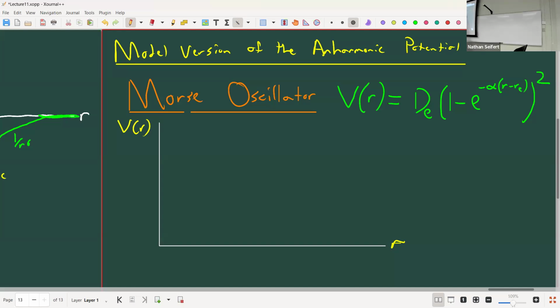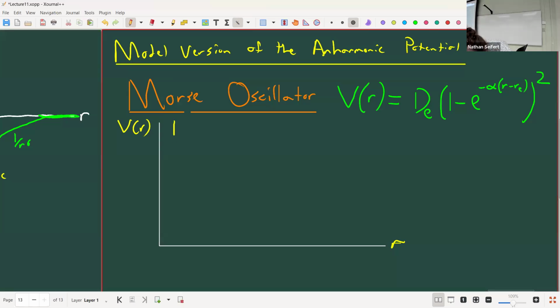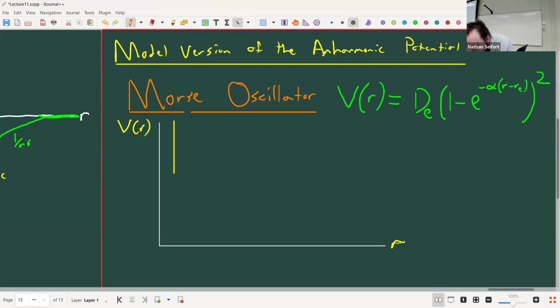Let's think about how this function behaves at different values of R. If R goes to 0, this is e to the minus small number, that's 1 minus an increasingly larger and larger number. We square it, so you get a positive number. So at small r, this balloons to infinity.